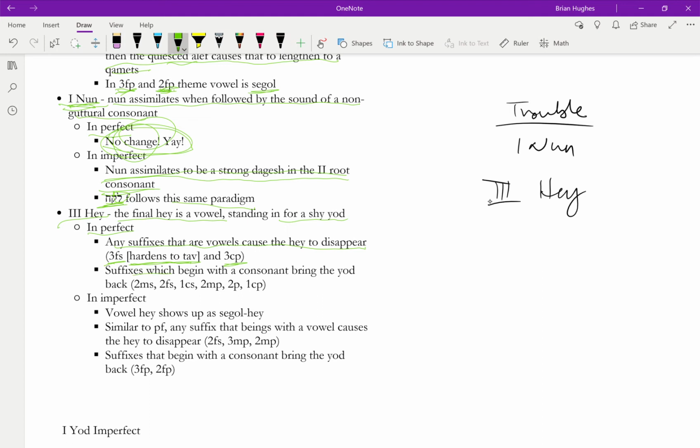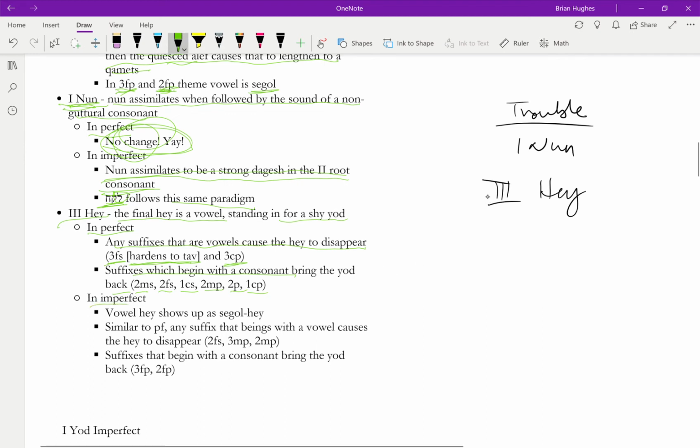Those suffixes that begin with a consonant, for example, the second masculine singular, feminine singular, all these, they bring the yod back. So the yod shows up to impress the consonant. And so you get galita. So the yod does come back there. And just remembering that yod is, we know this root with a hey. That's what we have to use for our memory jogger there.